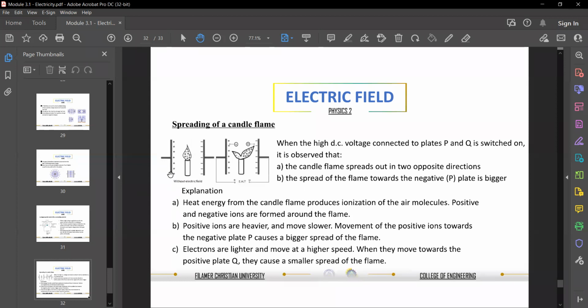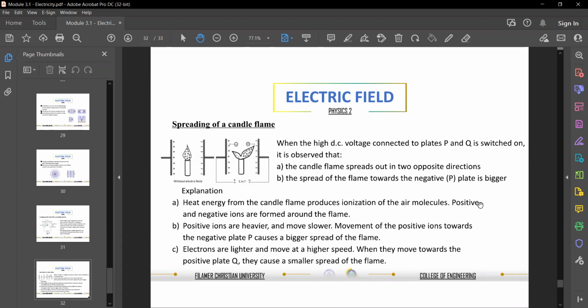Dito, wala tayong electric field. Okay? But let's apply the high voltage here sa plate. Okay? So what happened? May nag-attract pala, no? Nag-attract. So dito positively charged, yung negatively charged ng candle nag-attract dito sa positively charged. Then dito naman sa negatively charged na plate, yung positive charge naman ng candle yung nag-attract.